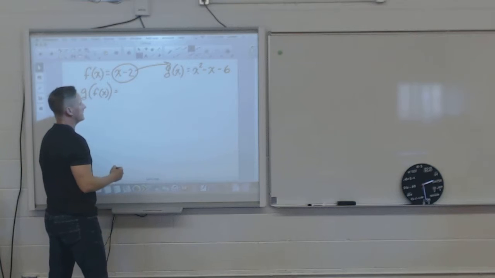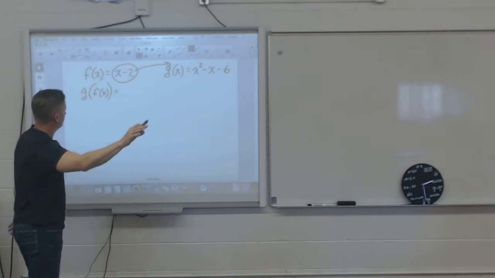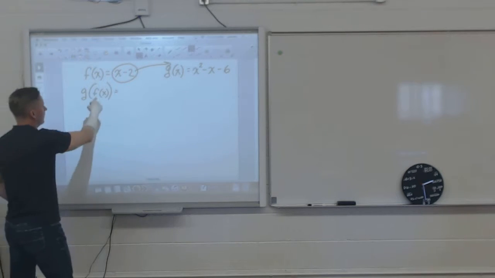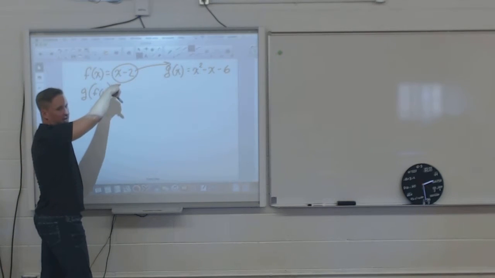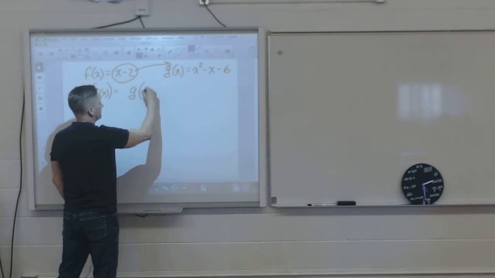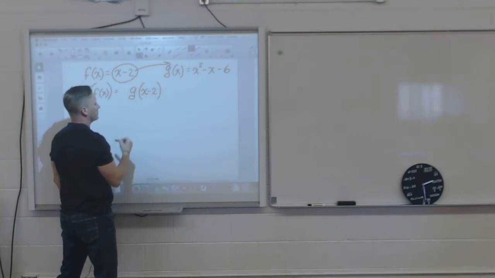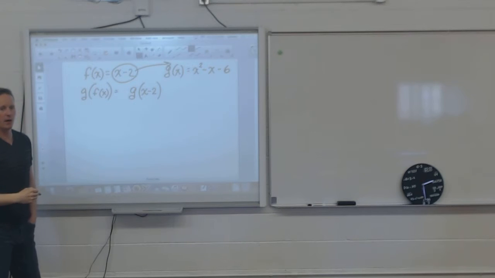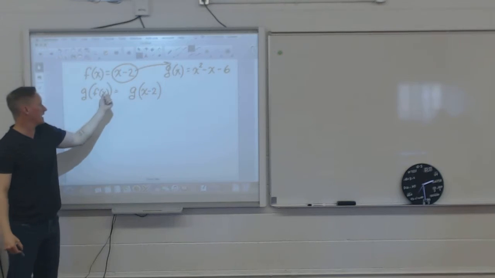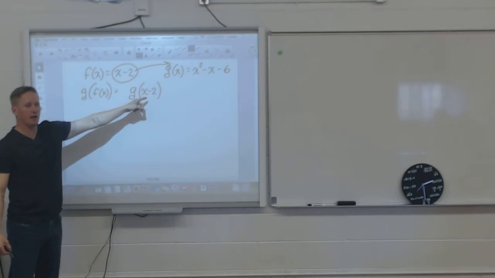So basically, sorry, maybe I'll do this differently. Hold on. Let me do one more step and maybe this makes more sense. What is f of x? Well, f of x is x subtract 2, right? So that means I want g of x subtract 2 now, because that's what f of x is. Agreed? So instead of writing f of x, I'm going to put x subtract 2 there.